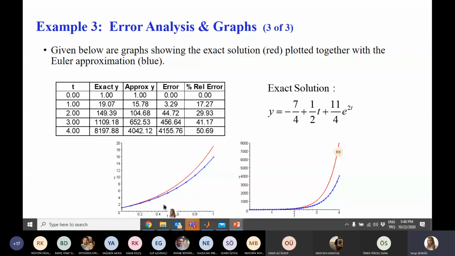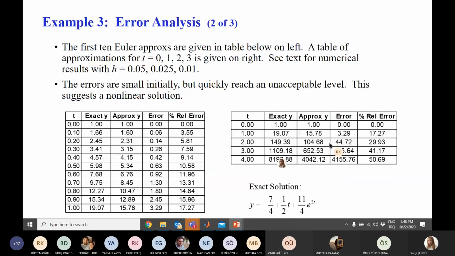And as you can see, again, since our solution is not linear, it's exponential, at the beginning, our approximate solution and exact solution are very close. But when t is increasing, the error is getting bigger. But as long as you get a smaller step size, the error is going to be less than the bigger ones. See, relative error is 50% in that one. In this one, 17%. Because here the step size is 0.1, here the step size is 1.